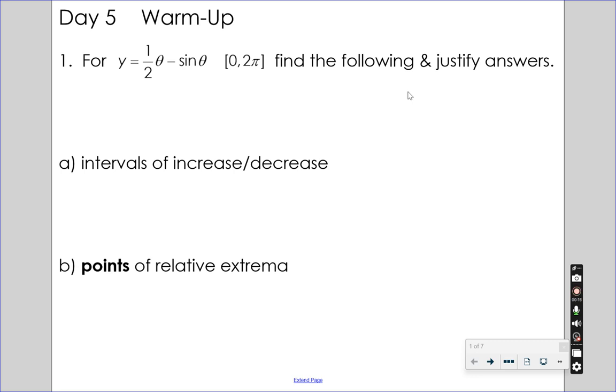That's fine. Grab a warm-up packet. Oh, and we have new seats. Anyone remember where Porter sits? Okay. You're right over here.